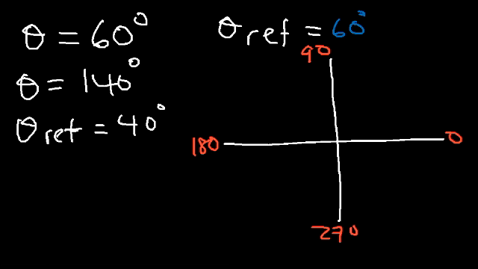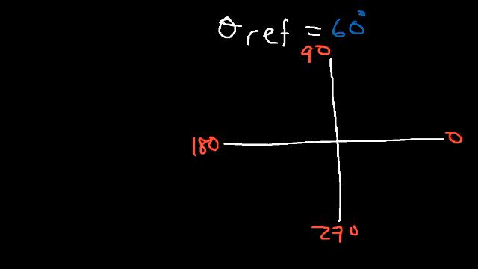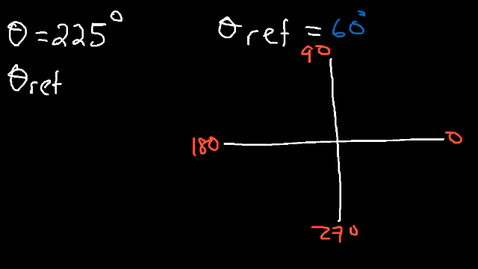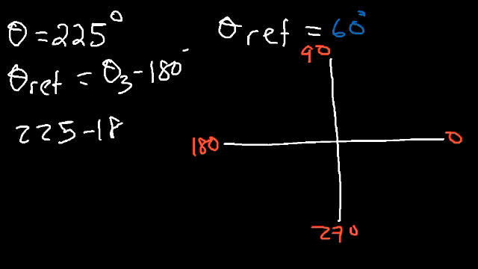Now let's say if we have another angle. Let's say the angle is 225 degrees. So that's in quadrant 3. What's the reference angle? The reference angle in quadrant 3, it's going to be the angle in quadrant 3 minus 180. So that's 225 minus 180, which is 45 degrees.